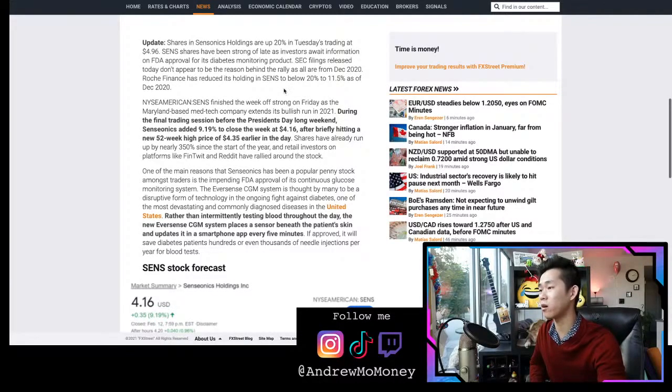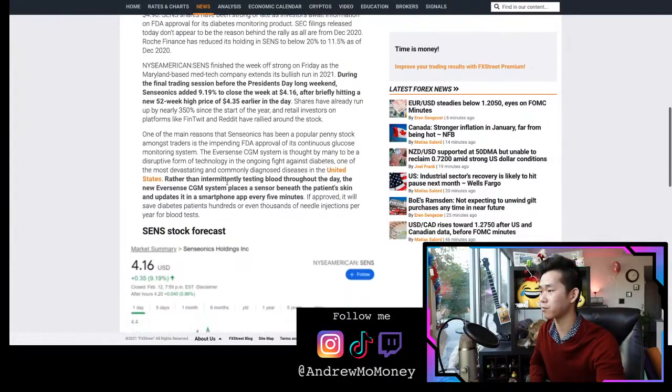SENS shares have been strong as of late as investors await information on FDA approval for its diabetes monitoring product. SEC filings released today don't appear to be the reason behind the rally, as all are from December 2020. Roche Finance has reduced its holding in SENS from below 20% to 11% as of December 2020.